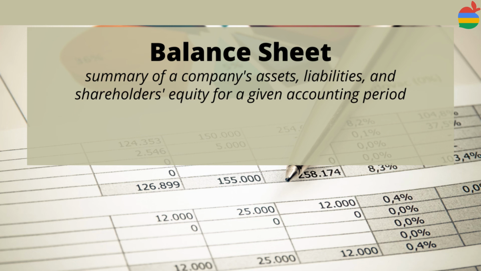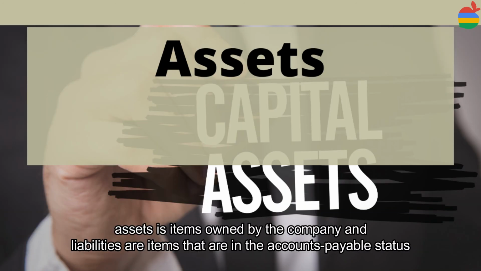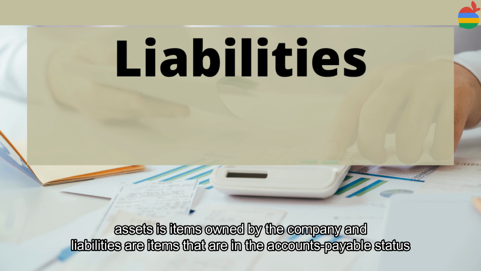A balance sheet is a summary of a company's assets, liabilities, and shareholders' equity for a given accounting period. Assets are the items owned by the company. Liabilities are the items that are in accounts payable status.